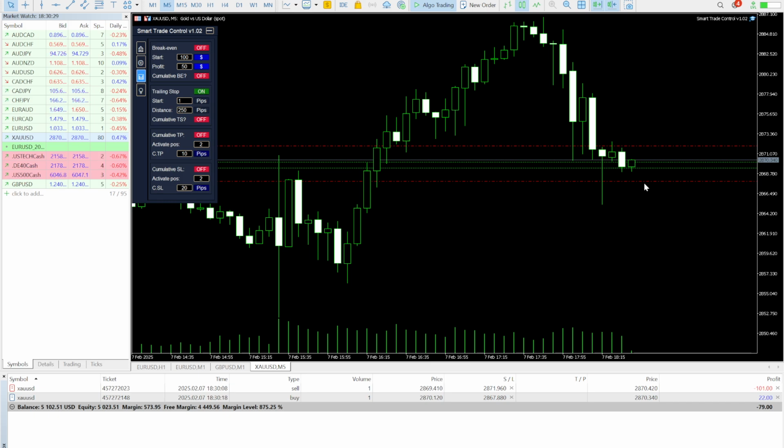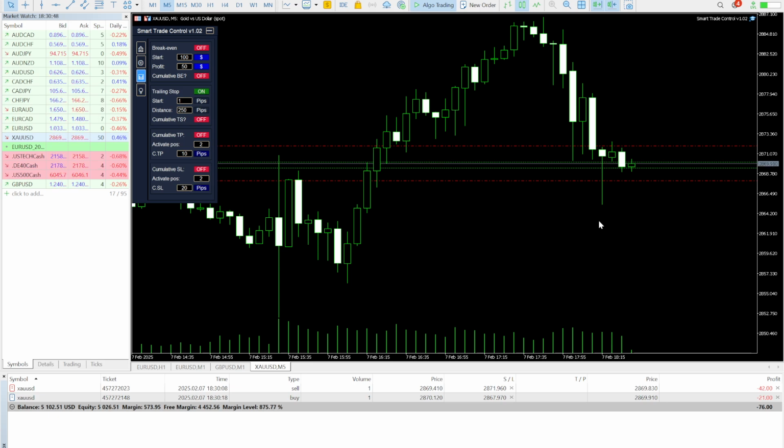So you're just locking in that 250 pips all the time from the highest price. So every time it breaks a new high, the stop loss is going to go up. And of course, for the sell position, every time price goes further down, you will see that the stop loss is going to trail down with it.